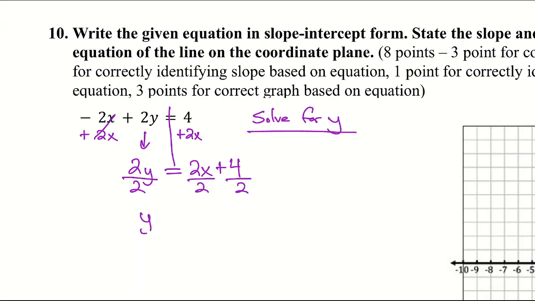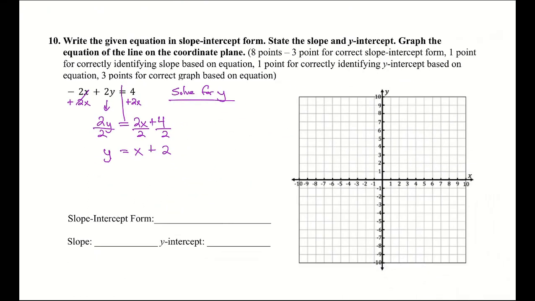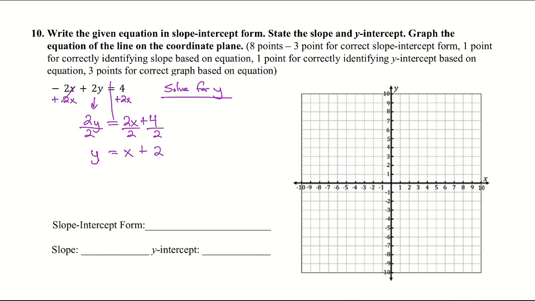To get y equals 2 divided by 2 is 1, or just x. 4 divided by 2 is 2. That's what we've got. So slope-intercept form is y equals x plus 2. My slope, because I don't have a number next to the x, is going to be a 1. And my y-intercept is that 2. That right there is most of your points. Okay? And then we need to graph this.